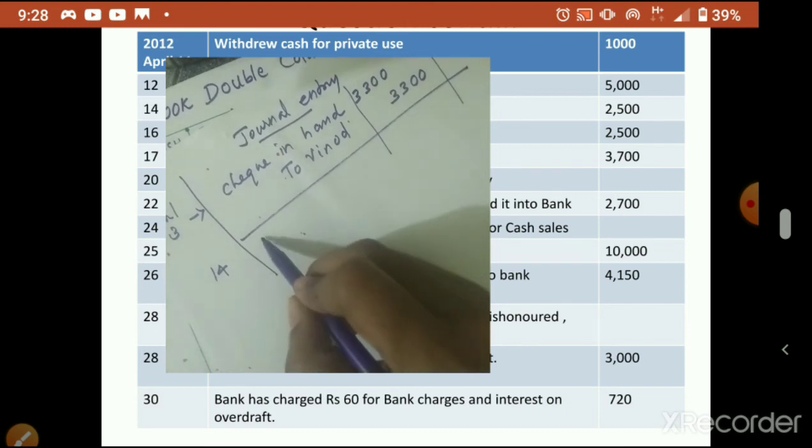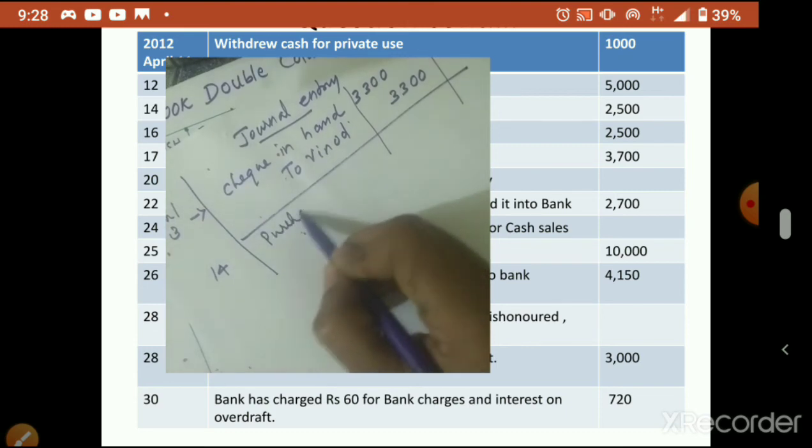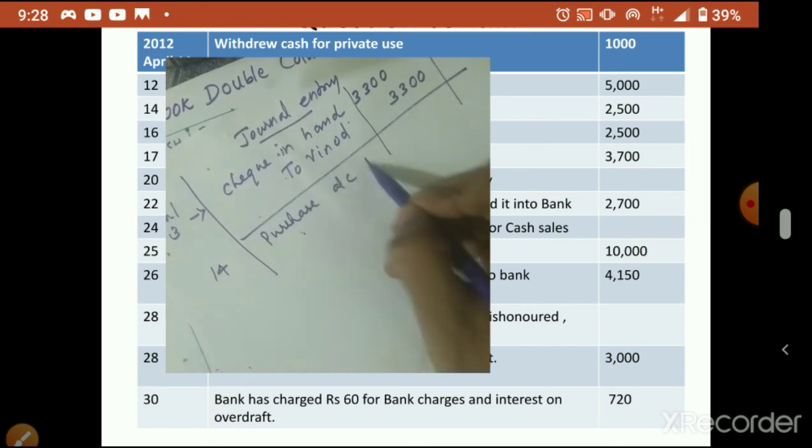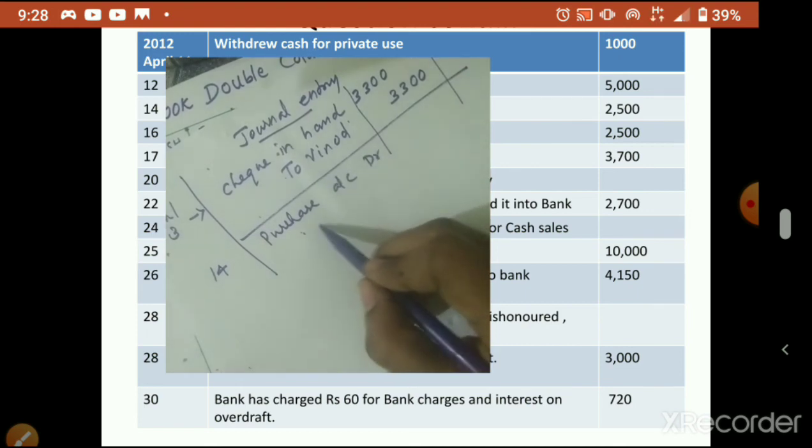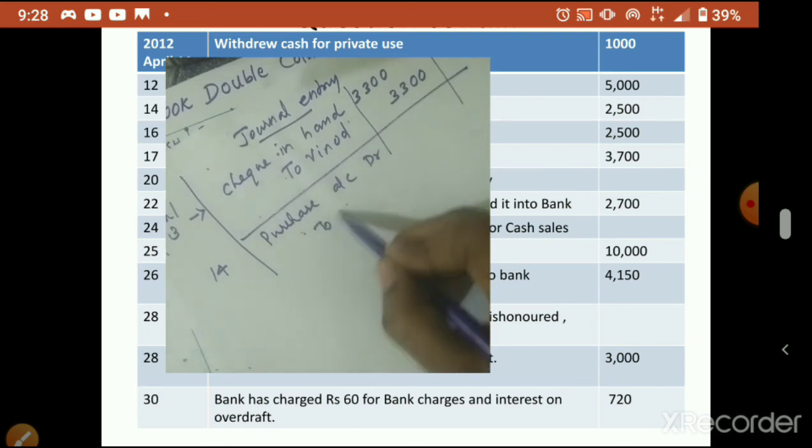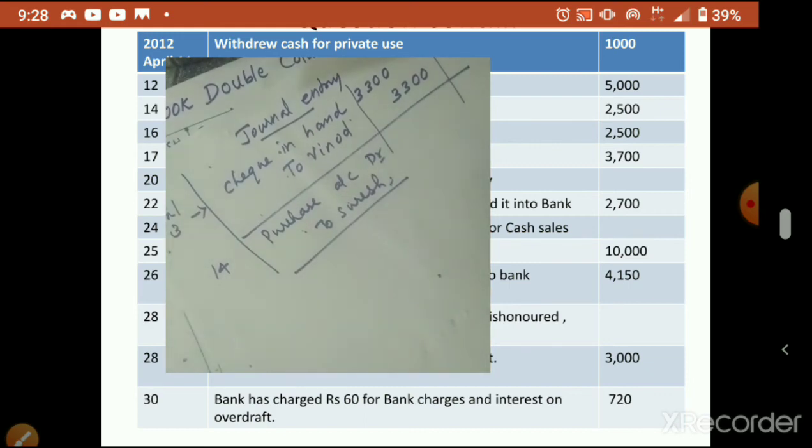So what is the journal entry we studied? Purchase account debtor. If it is for cash, we can write to cash. If it is by check, you can write to bank. But it is on credit. From Suresh it is given. Name is given. So to Suresh. So in this debit and credit, bank or cash is not coming. So that is why it will not go to the cash book. So that way you can understand whether it should go to the cash book or not.